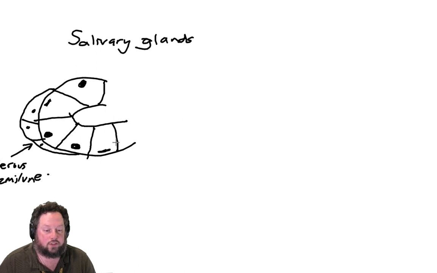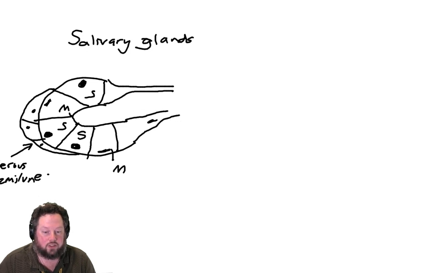So that's the serous demilune. Let's say this is mucus, and this is serous here. So there's a serous, mucus, serous, and so on. So they continue, and the first part of the ducts that drains their secretions are the intercalated ducts. They start out as a simple squamous, and then quickly become a simple cuboidal.